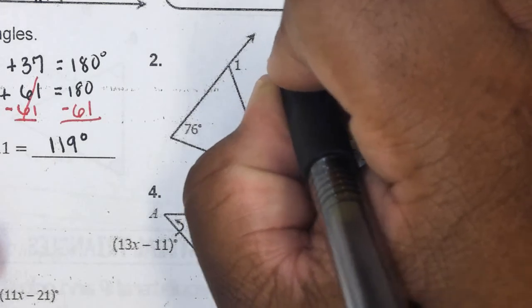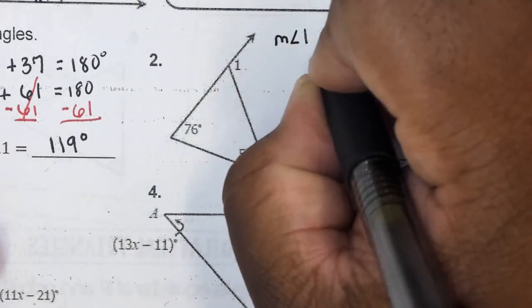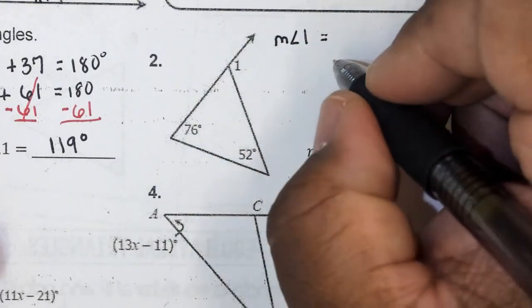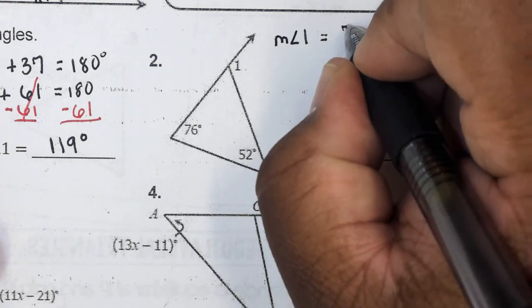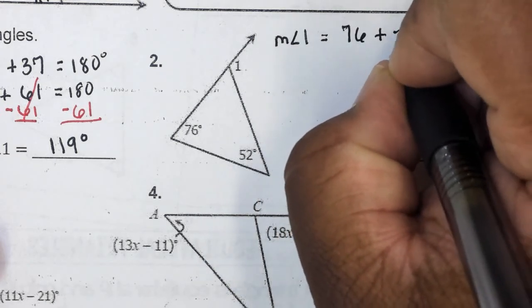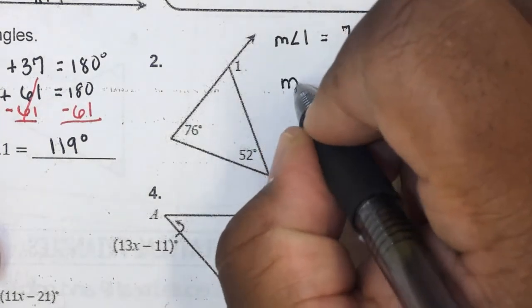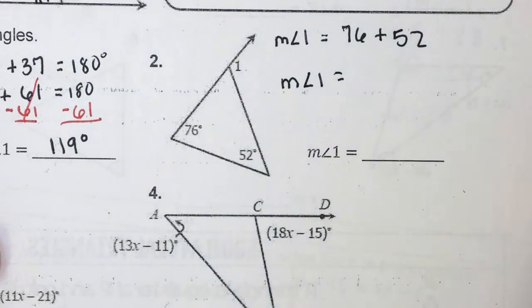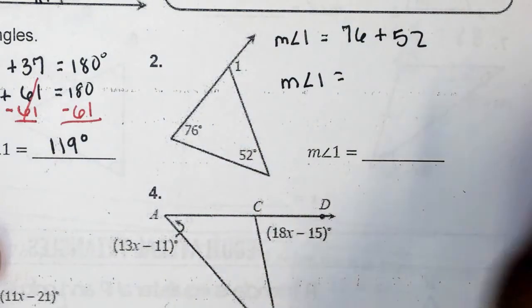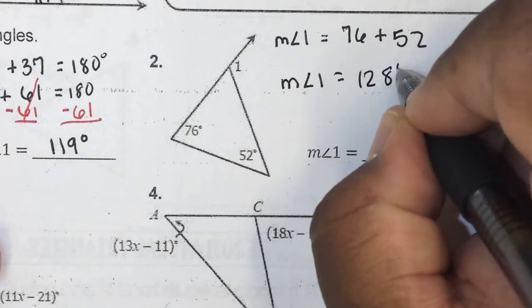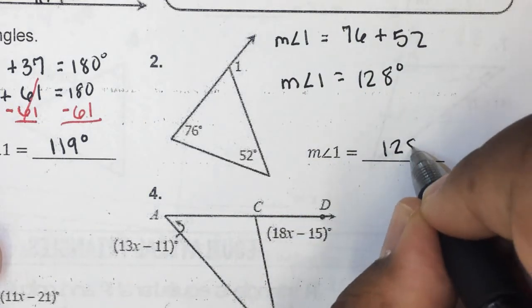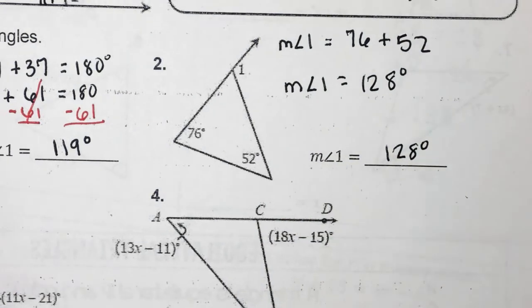So I'm going to say measure of angle 1 equals 76 plus 52. And then, yeah, just add together. Measure of angle 1 equals 128. So 128 degrees.